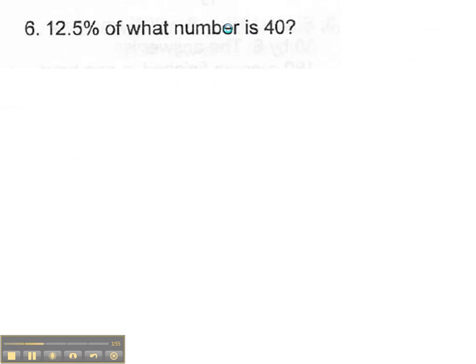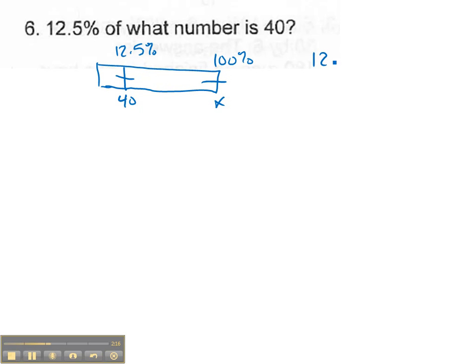I also want to do problem number 6. Problem number 6 says 12.5% of what number is 40? Set up our percent bar. We know that the 12.5% value is 40. We don't know the 100% amount. That's what we're trying to find, so that's our unknown. Here's our proportion. 12.5 over 40 equals 100 over x.